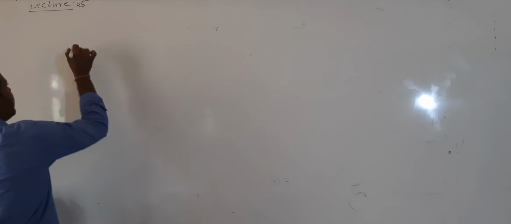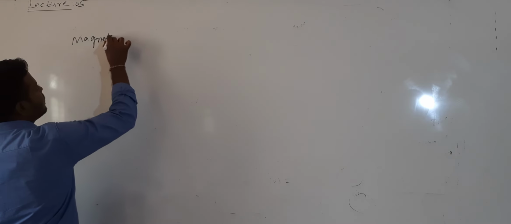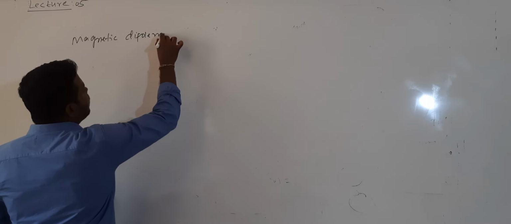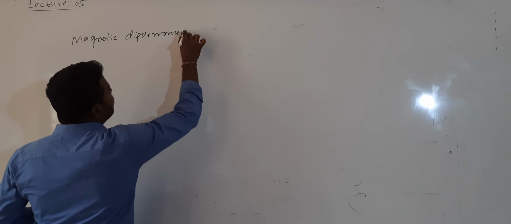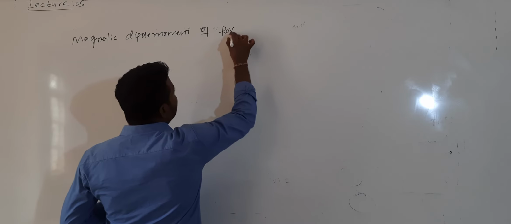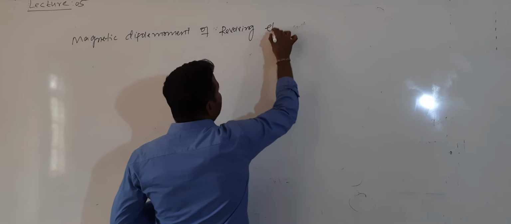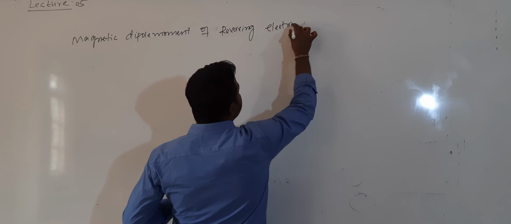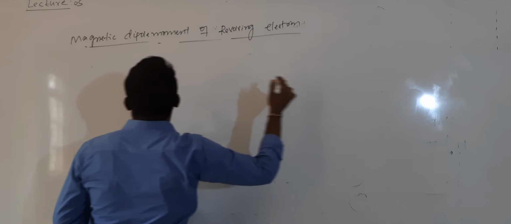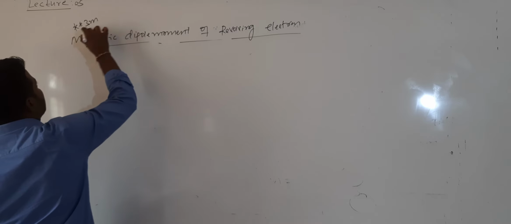Magnetic dipole moment of a revolving electron. They will ask: derive the expression for the magnetic dipole moment of a revolving electron.